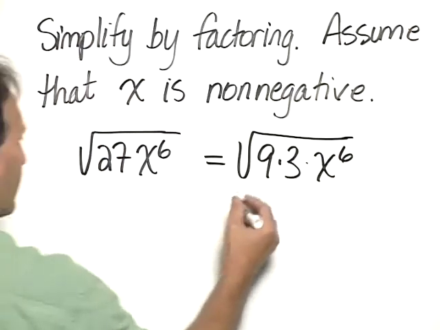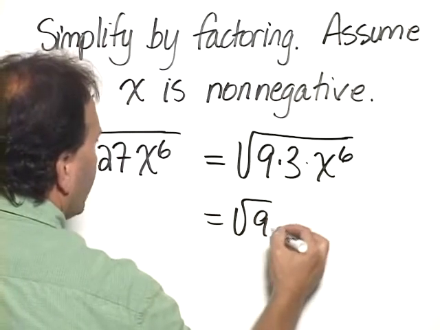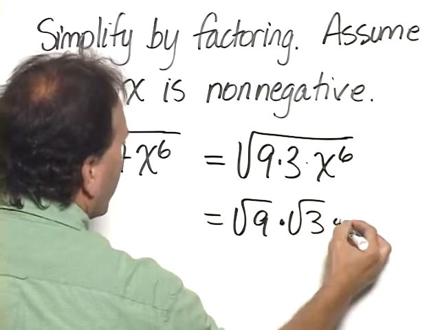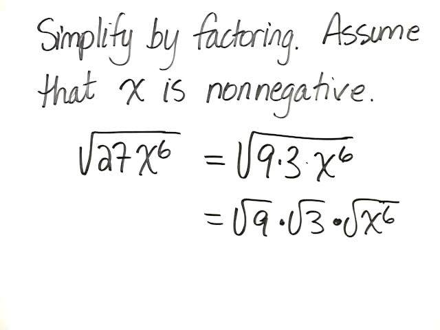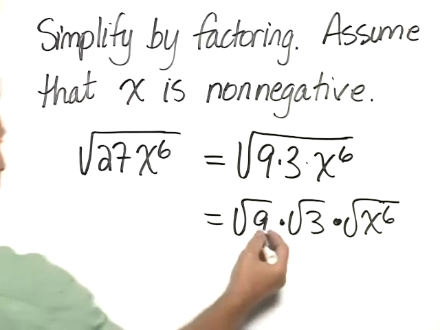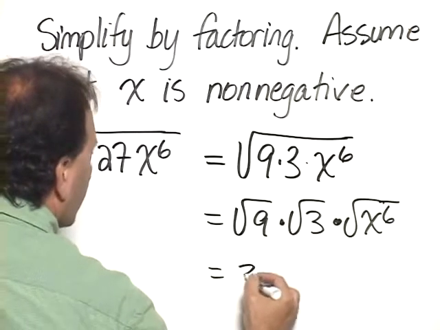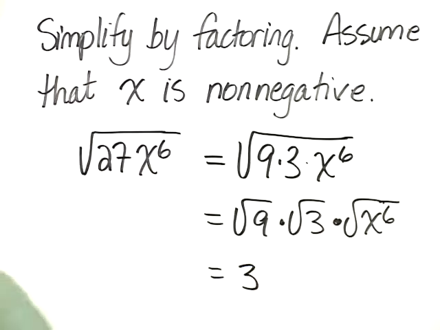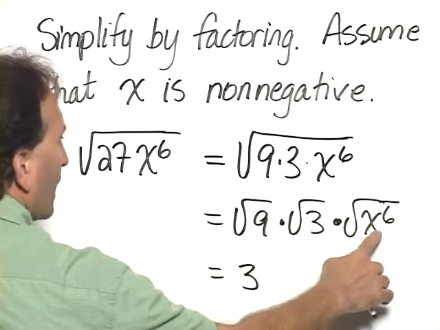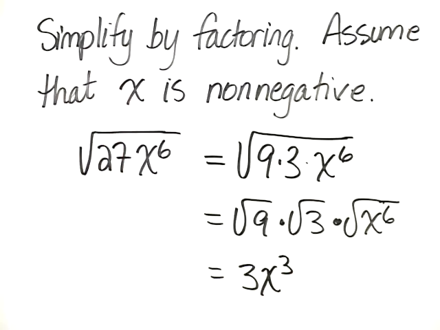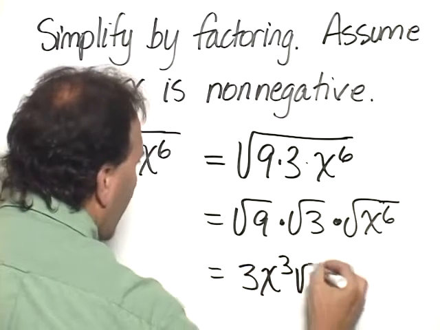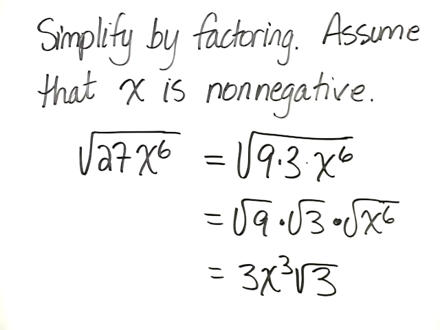Now we can write this as the square root of 9 times the square root of 3 times the square root of x to the 6th power. The square root of 9 is 3. Let me skip now to the square root of x to the 6th. That's equal to x cubed. And then we have the square root of 3. So it's 3x cubed times the square root of 3.